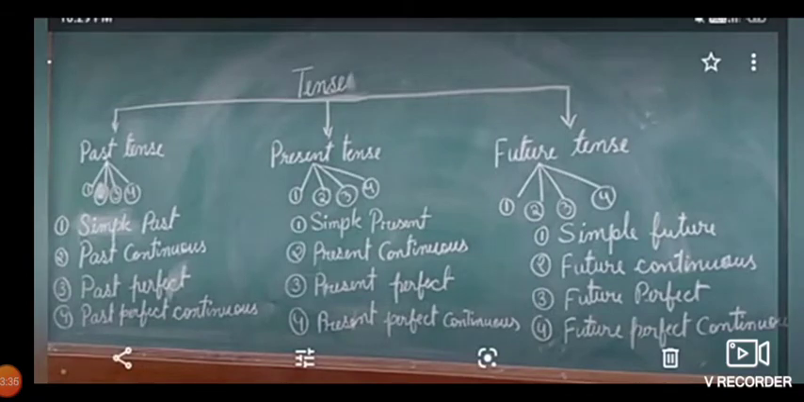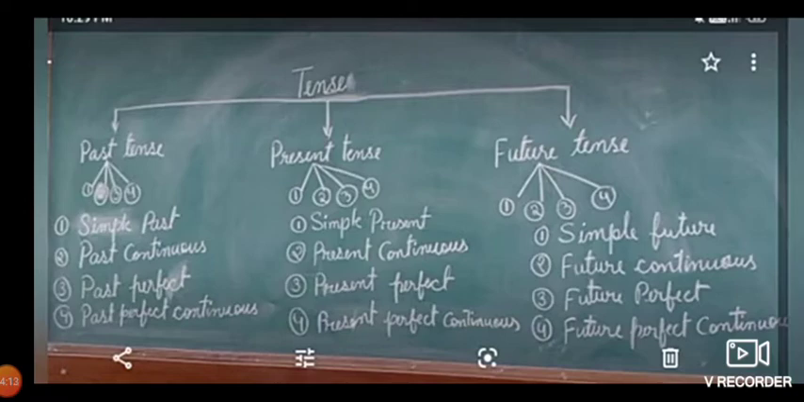So now, if I talk about tenses, tenses are of three types. Now, as I said, past tense means the time which is gone. Present means the time which is going on right now. And future means the time which will come. Now, each is divided into four. Now, if I talk about past tense, the first one is simple past, the second one is past continuous, then comes the past perfect and past perfect continuous.